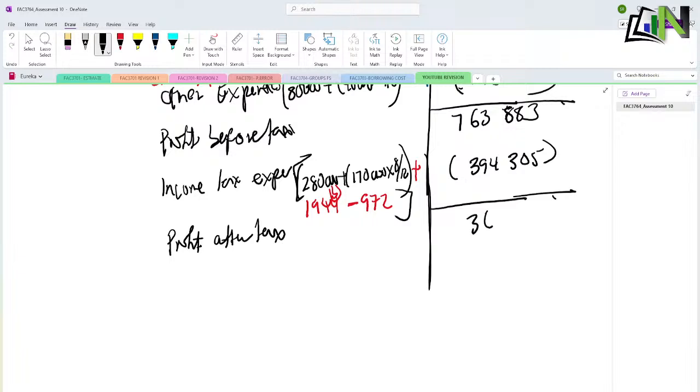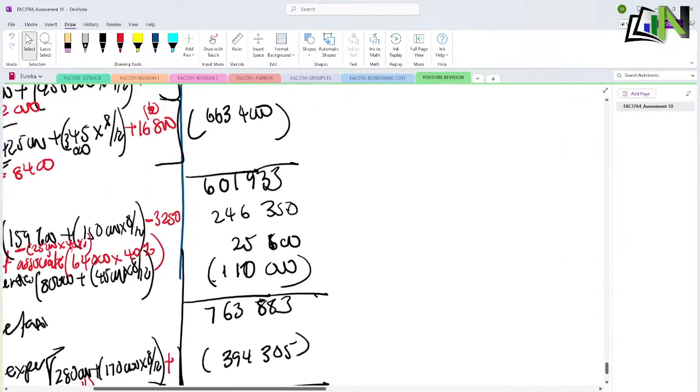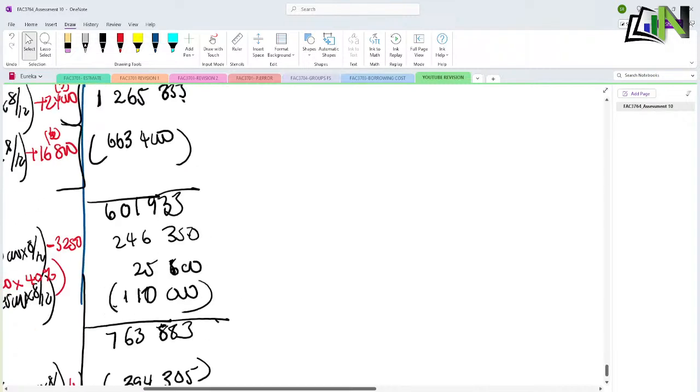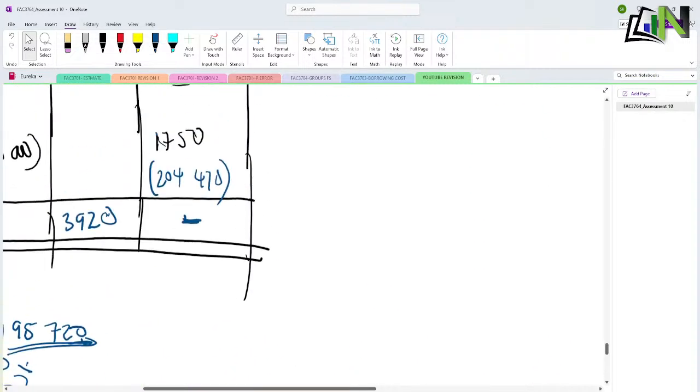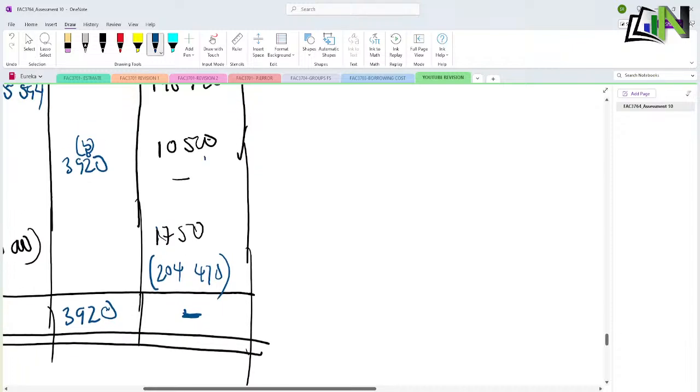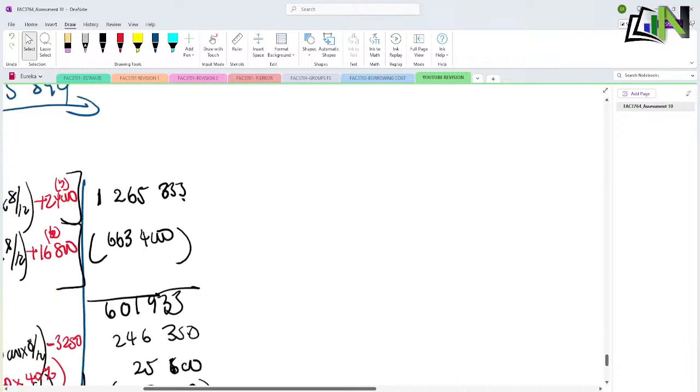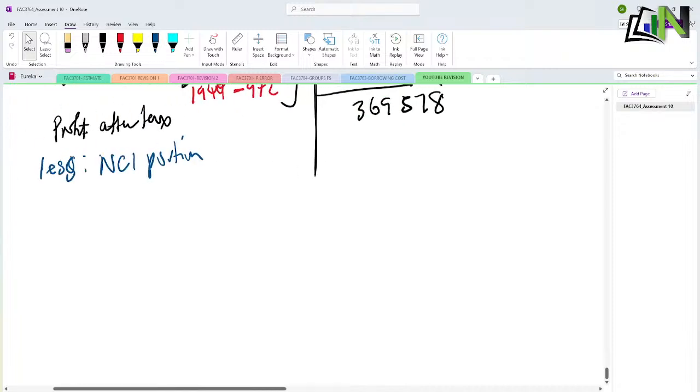So the profit after tax will be this minus the profit before tax. So it's giving 369,578. Then remember to less the portion attributable to NCI. The NCI profit, we get that from the analysis of owner's equity that we calculated earlier, or we can get it from the statement of changes in equity. The profit was 10,500.